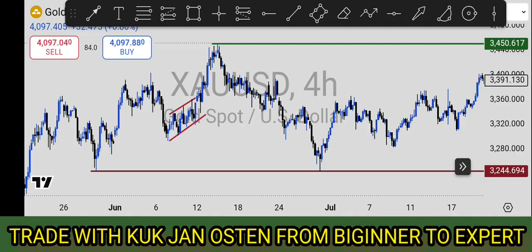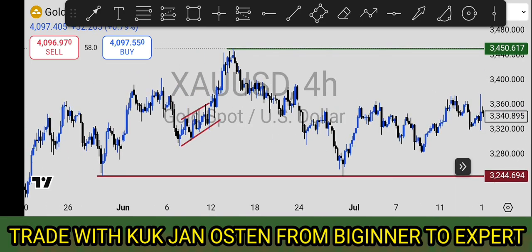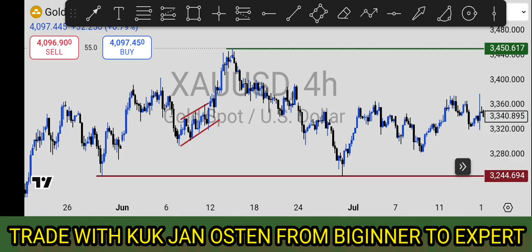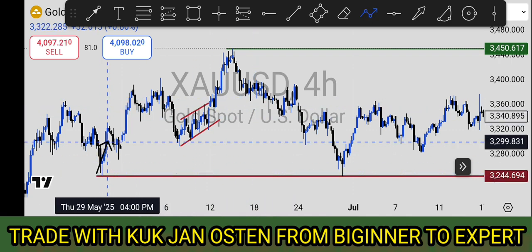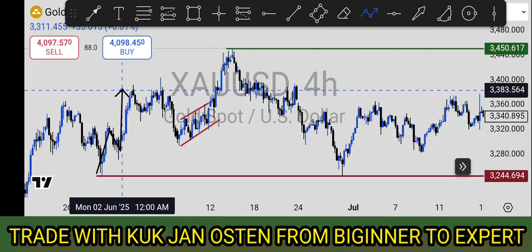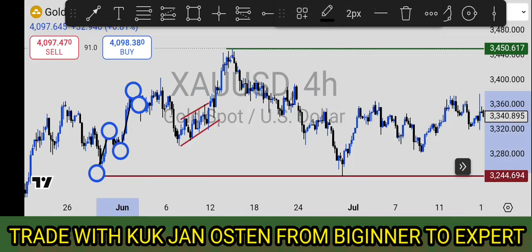Okay, so first things first, let me take you through. After identifying the trend, we see that the market was moving in an uptrend. We are going to identify also the market structure. On our left, we see that it was a bullish market structure. As we were seeing, the market was moving like that. So this was a bullish market structure.